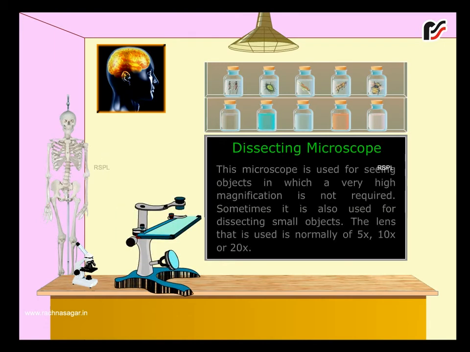Dissecting microscope. This microscope is used for seeing objects in which a very high magnification is not required. Sometimes it is also used for dissecting small objects. The lens that is used is normally of 5x, 10x, or 20x.